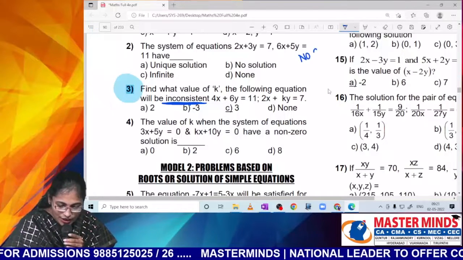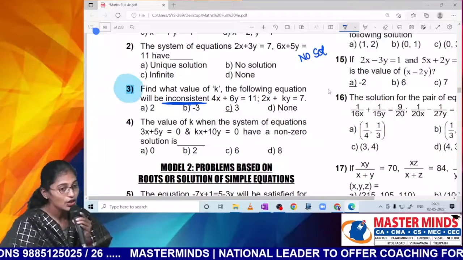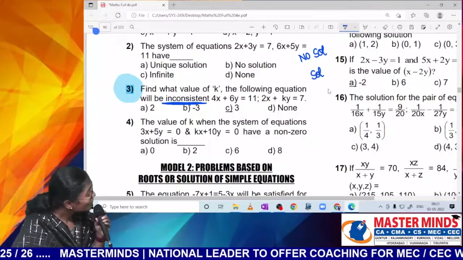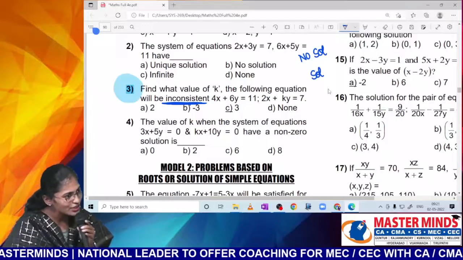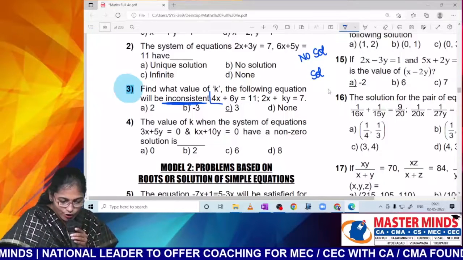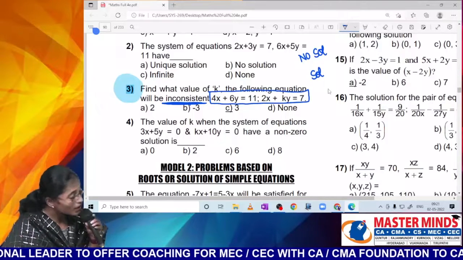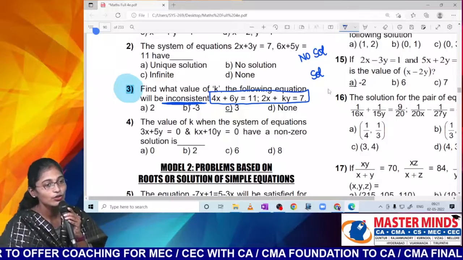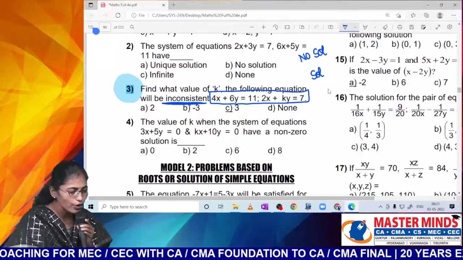Inconsistent means there is no solution. Consistent means there is a solution. What is the word that is available here, Nana? Inconsistent. Inconsistent means no solution. Guys, read out your equations once. What are your equations? 4x plus 6y equals to, 2x plus ky equals to. So both of them will be inconsistent, means they don't have any solution.